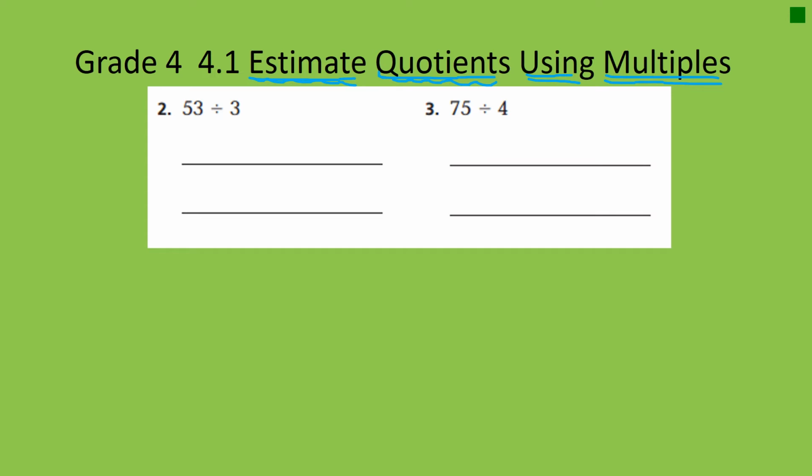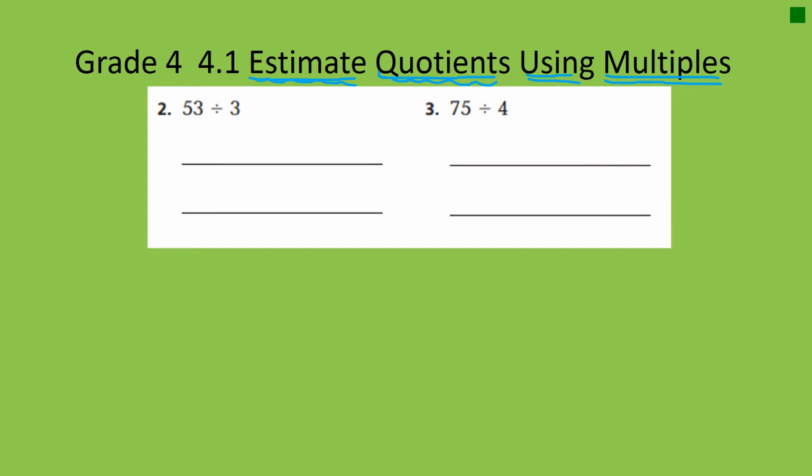Okay? So 5 times 1 is 5. 5 is a multiple of 5. 5 times 2 is 10. 10 is a multiple of 5. 5 times 3 is 15. 15 is a multiple of 5. 5 times 4 is 20. 20 is a multiple of 5.